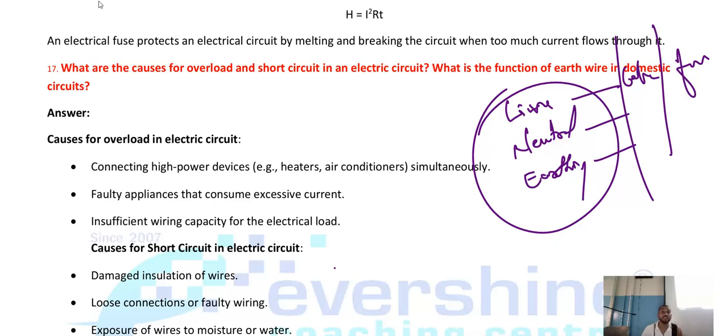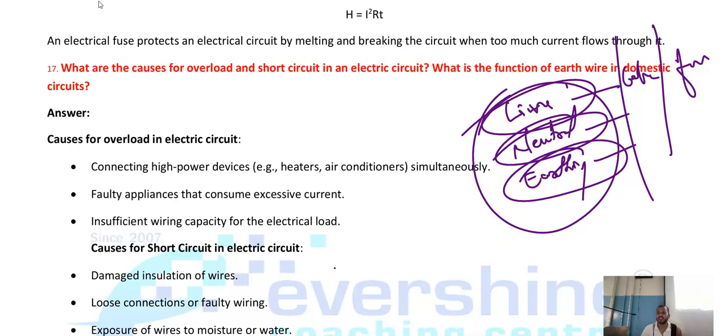Till now this question has not appeared. Chances are high you can expect a question. Live wire is in red color, neutral wire is in black color, and earthing wire is in green color. Understood? Now, what is the function of live wire? What is the function of neutral wire? And what is the function of earthing wire? They can ask you.